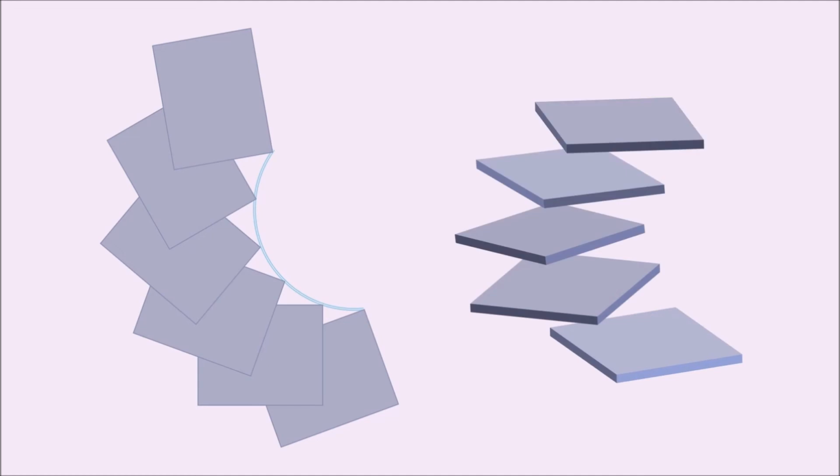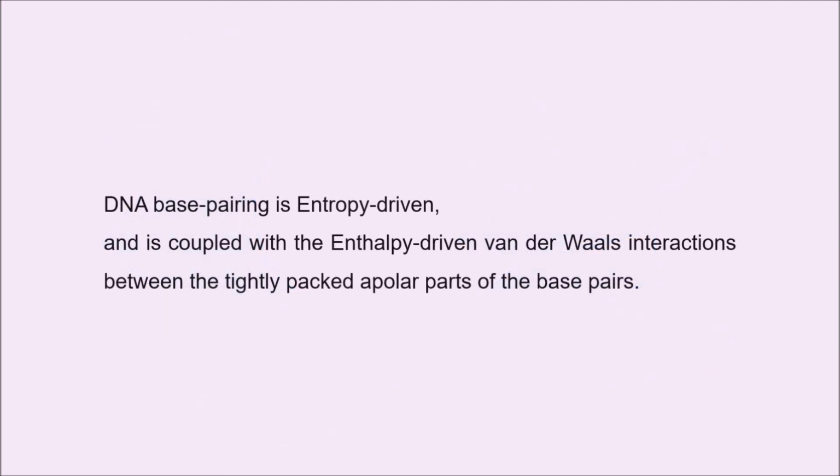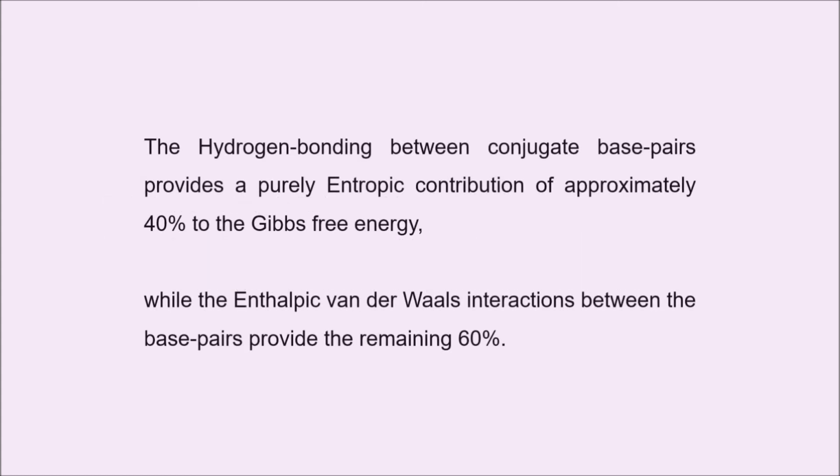The enthalpy associated with base stacking is favorable, while the entropy associated with base stacking is strongly unfavorable. We have to bear in mind that constructing the form of the helical arrangement of base stacking brings in an extremely ordered state. DNA base pairing is entropy-driven, and is coupled with the enthalpy-driven van der Waals interactions between the tightly packed apolar parts of the base pairs. The cooperation of entropy-driven base pairing with enthalpy-driven base stacking defines the efficiency of DNA double helix propagation.